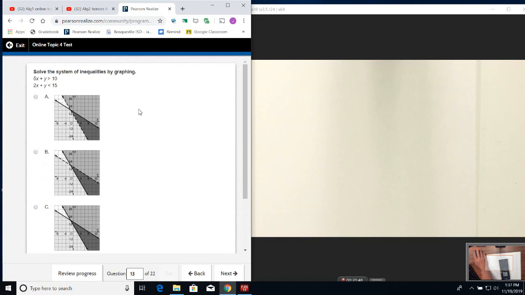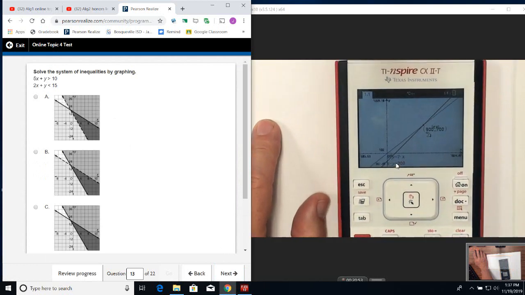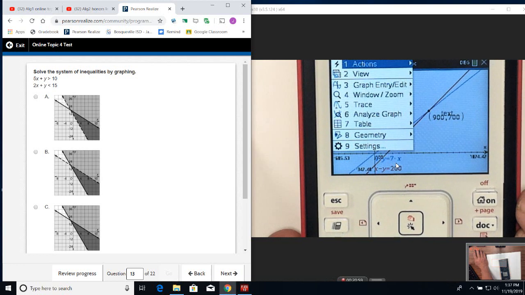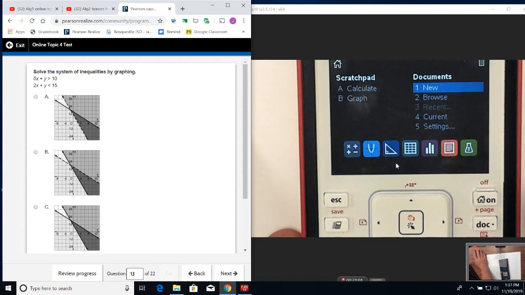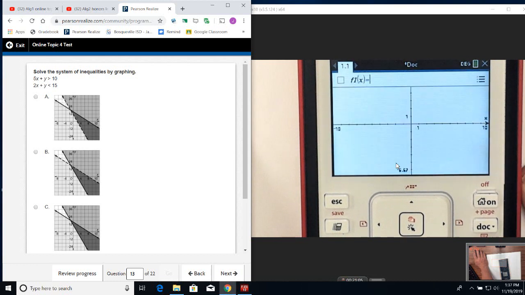If you want to solve 13, you could do this in your calculator. Y'all know that, right? How do I solve 13 in my calculator? Just to find the answer real quick. So skip over to 13, hit menu. Actually, let's go to home screen. Let's do a new document. Don't save my last one. Then go to add a graph.